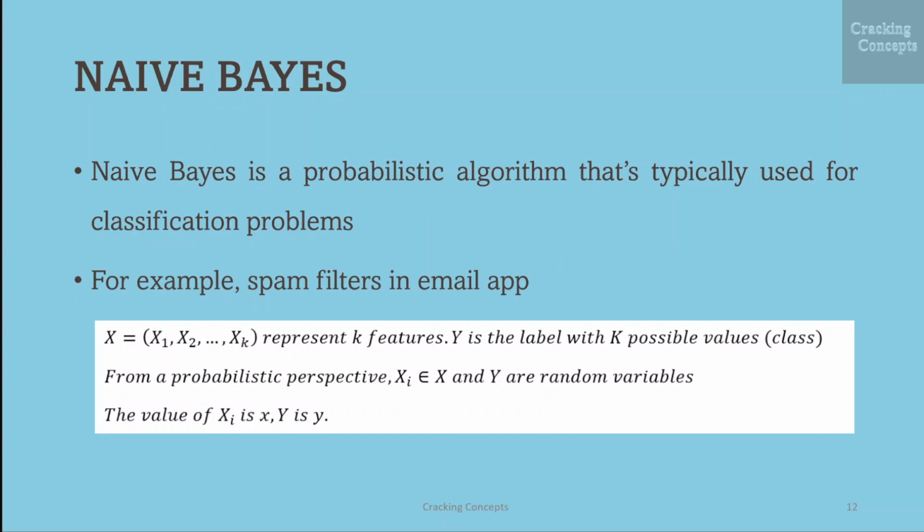Now let us look into naive Bayes. Naive Bayes is a probabilistic algorithm that's typically used for classification problems. It is simple, intuitive, and yet performs surprisingly well in many cases. For example, spam filters that is used in email app are built on naive Bayes.